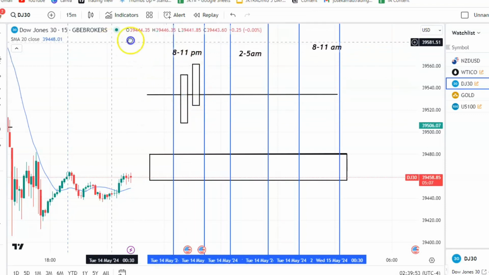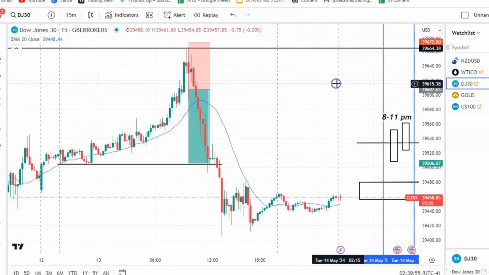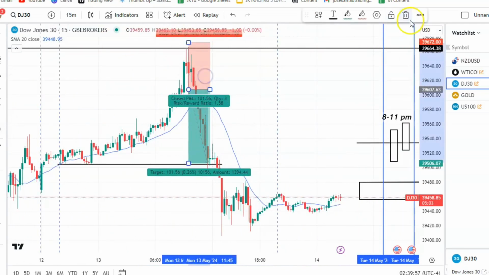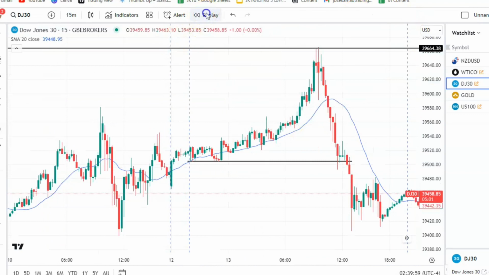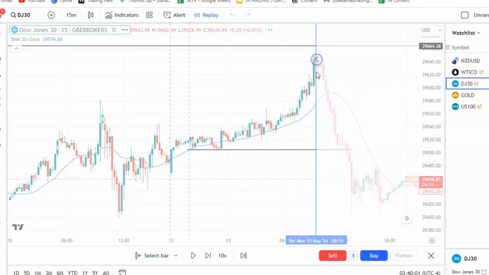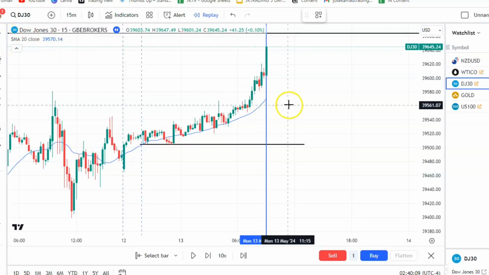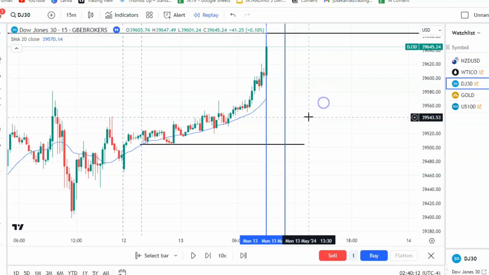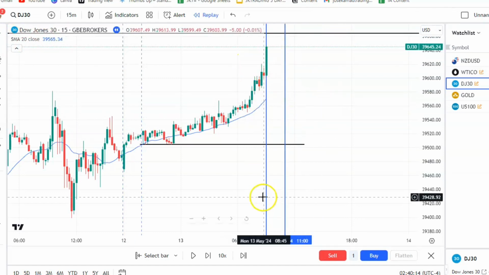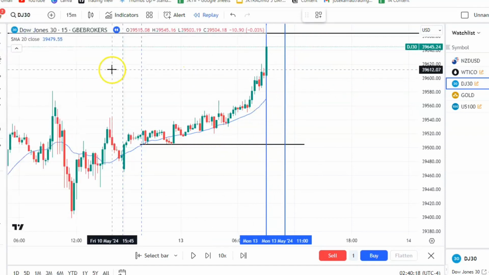So let's look at this in real time. So let's delete all this, and we draw our timing window. So we want to focus from 9 to 11, because this is the timing window. This is when I start looking for my setup.